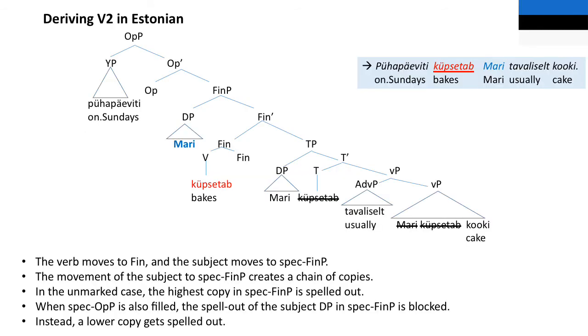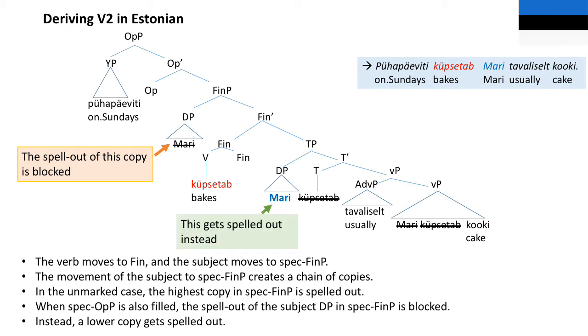So how do we explain the verb second effect with full DPs? We propose that in a V2 clause, the verb still moves to Finn, and the subject still moves to the specifier of Finn P. The movement of the subject creates a chain of copies. In the unmarked case, the highest copy is spelled out. But when the specifier of the operator phrase is also filled, the spellout of the highest copy is blocked. Instead, a lower copy gets spelled out.